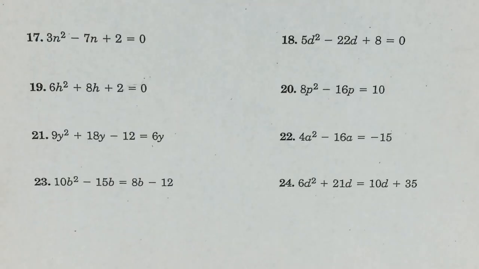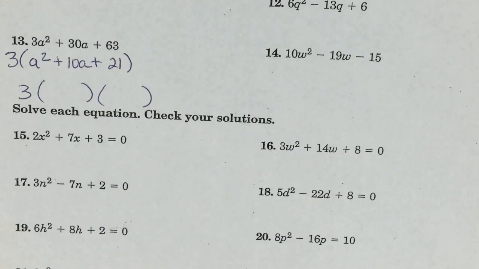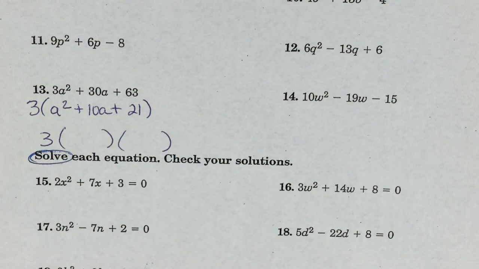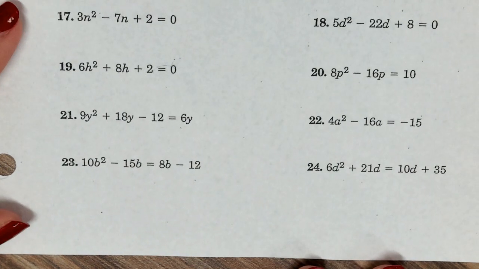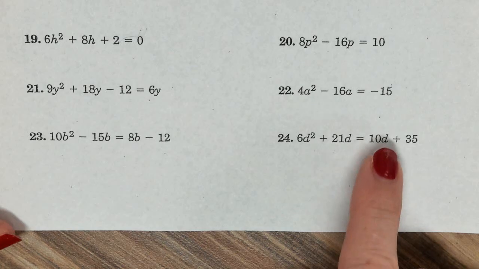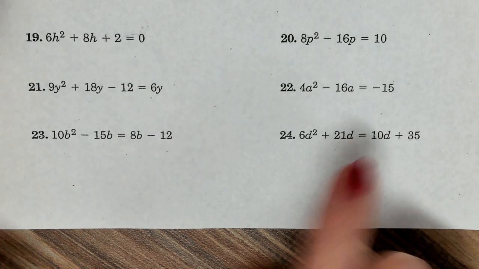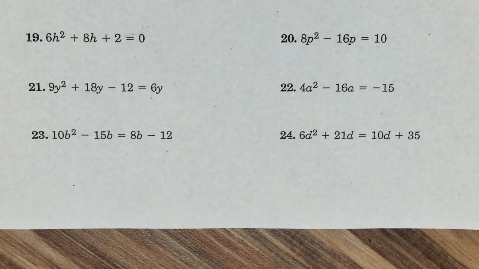One more. Okay, when you get to the bottom, 15 through 24, you're going to solve. What does that mean? You have to set them equal to, and then do I care if you use your calculator? No, I'm perfectly fine with that. But make sure you're setting them equal to 0. Like at the bottom down here, look at 24. You're going to have to pull this 10D to the left, pull this 35 to the left, combine your like terms, and just use your calculator.